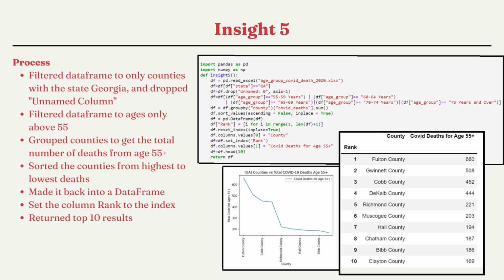After this, we used group by to sum the deaths in all the age groups of 55 and over and sorted them in descending order. Finally, I created a rank column and set it as the index. Thus, we were able to see the top 10 counties in Georgia with the most COVID deaths over the age of 55. To further visualize this, we created a line graph that represents a table.